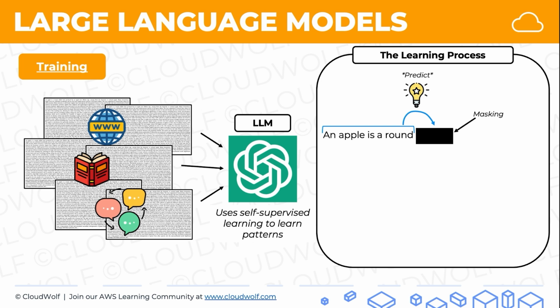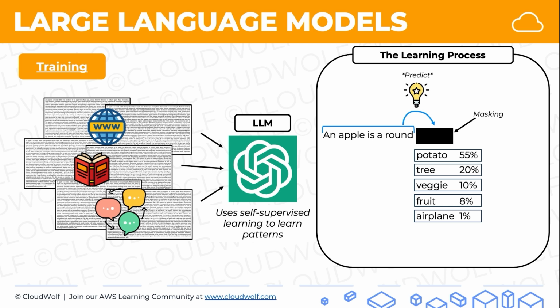So it will provide lots of different predictions. It will say, I think it might be an apple is a round potato, and I give that a 55% chance. It might be an apple is a round tree, and I give that a 20% chance. It might be an apple is a round veggie, 10% chance. An apple is a round fruit, 8% chance. An apple is a round airplane, 1% chance, and so on. So it'll make lots of predictions, and in total they'll add up to 100%.